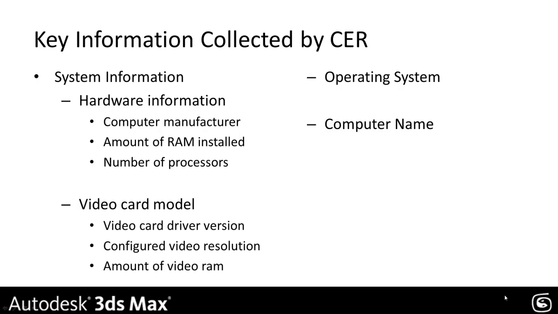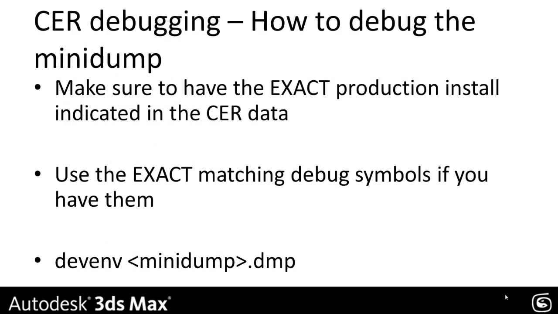It also includes system information. So we have hardware information, which includes the computer manufacturer, RAM, number of processors, etc. Video cards, which is really useful especially for the M&E products, operating system, computer name.